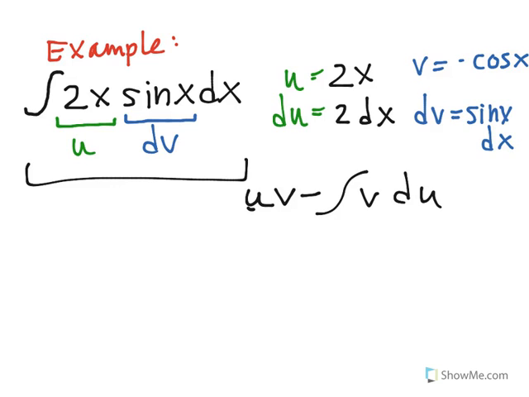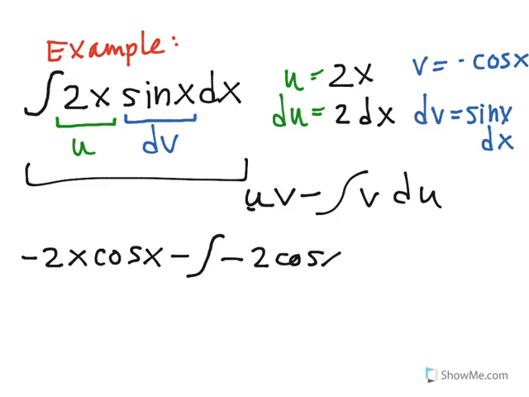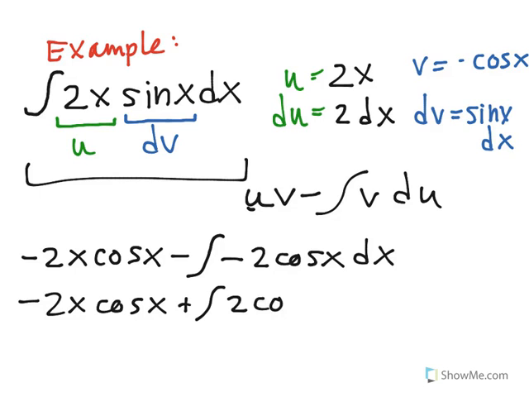Okay, so our u and v are 2x and negative cosine x. I'm just going to put the negative out front, times cosine x. And then minus the integral of v du, which is negative 2 cosine x, and then don't forget the dx. If you simplify, the integral becomes positive 2 cosine x dx.